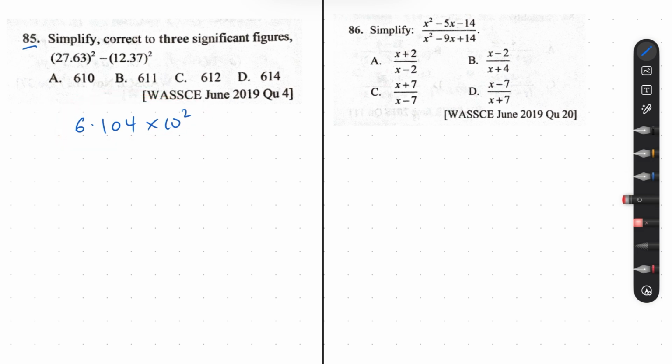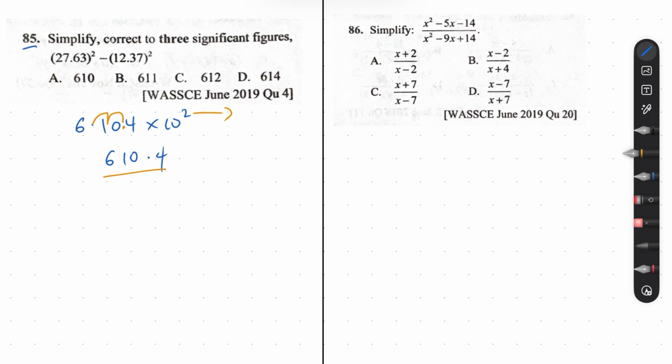We want to write it in the normal form so that we can write it in three significant figures. So let's convert this to a regular number. What will you have? 610.4. How do we get that? This exponent 2 just means we are moving our decimal point twice towards the right, towards the positive. So 1, 2, our decimal point will be down here. That's how we got 610.4.